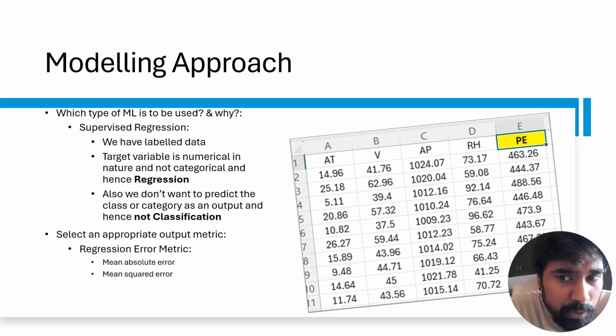And we also noticed that the target variable is numerical in nature, which is continuous and not categorical, which means regression would be the best suited algorithm to predict such data. We also found that we do not have to predict any class or category as an output, and hence classification cannot be used. As output metrics, we are going to use mean absolute error and mean squared error.